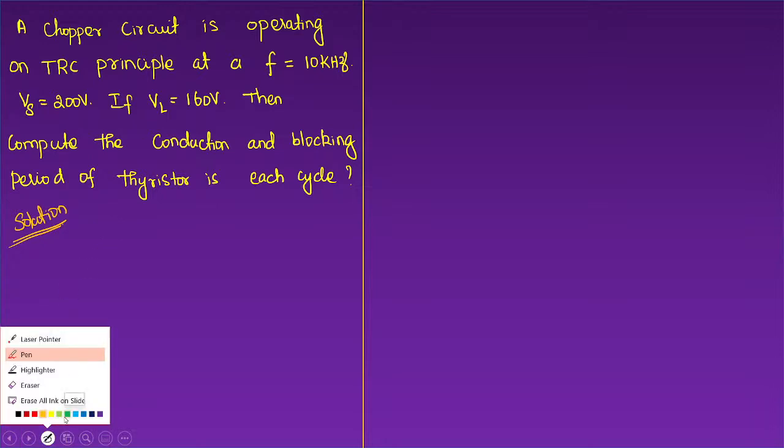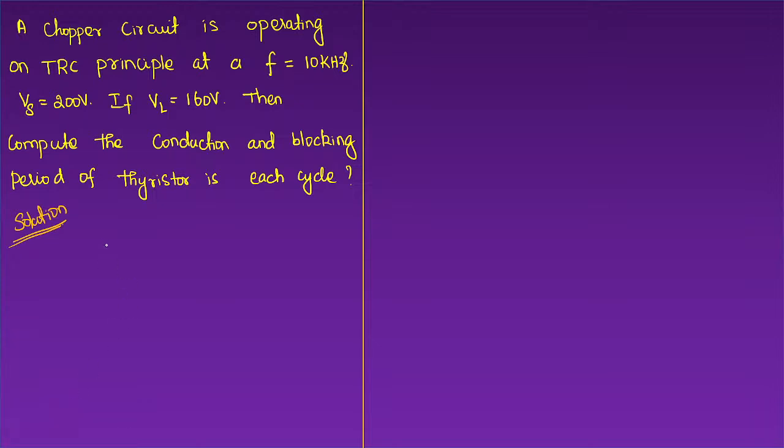Let's see what happened. What is asked first of all? Let me go through the question once. A chopper circuit is operating on a TRC principle. What is this TRC? How many of you know the abbreviation for TRC? TRC means, it is not an unknown word, time ratio control. It is simply called time ratio control. That is the method that we are standardly using in our chopper circuits.